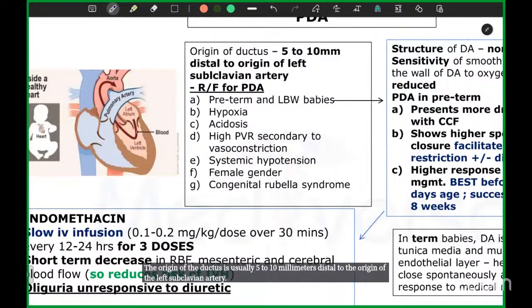We usually know that the aortic arch will give off 3 branches, right? The brachiocephalic trunk, the common carotid, and the left subclavian. Just distal to the left subclavian, around 5 to 10 millimeters distal to it, you will have the patent ductus.